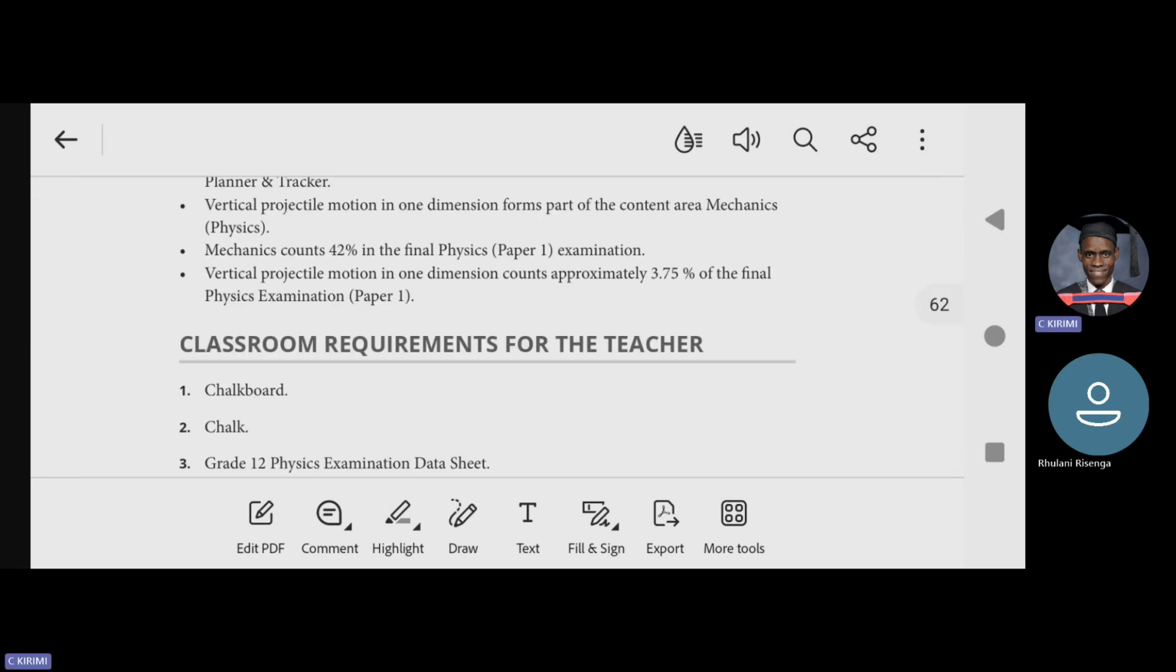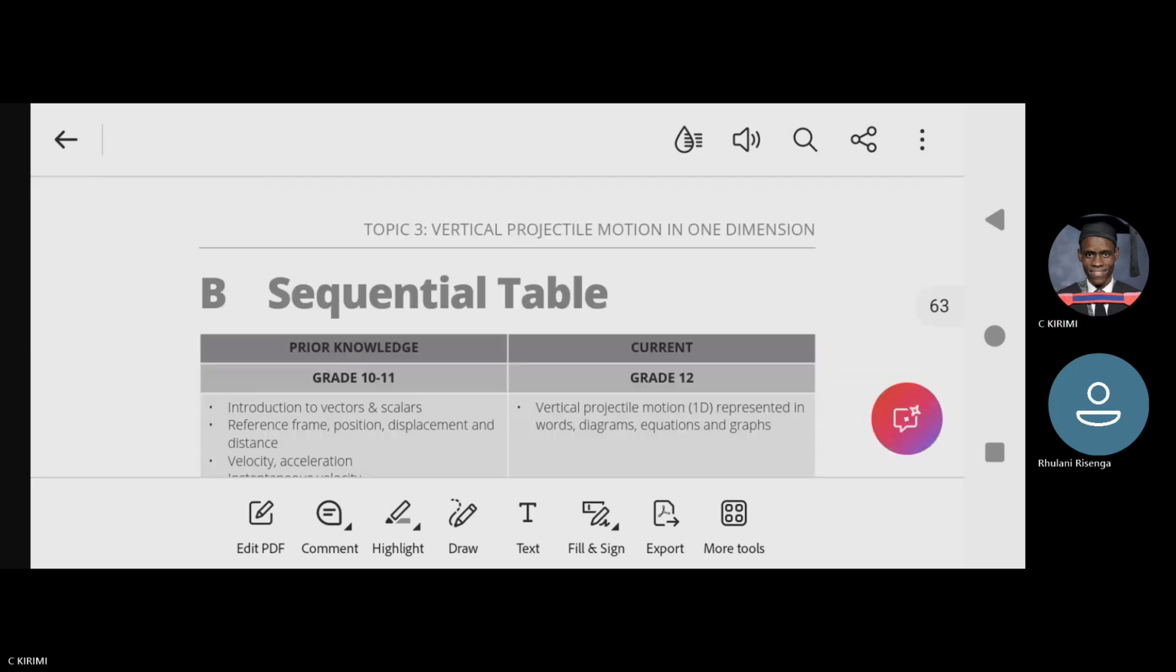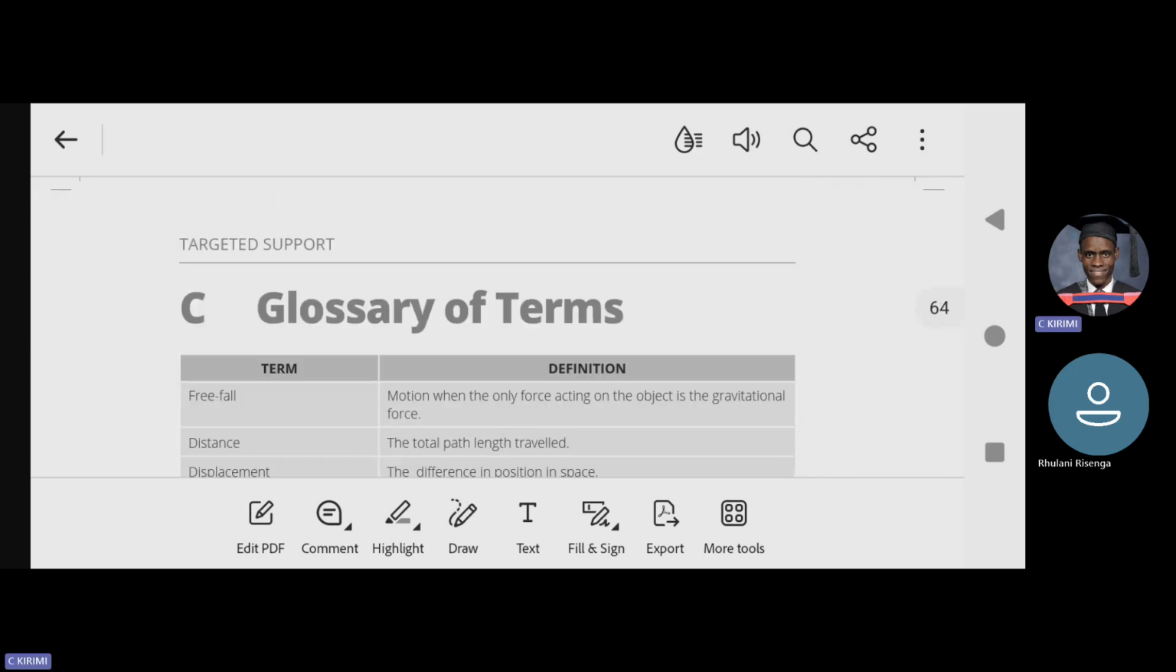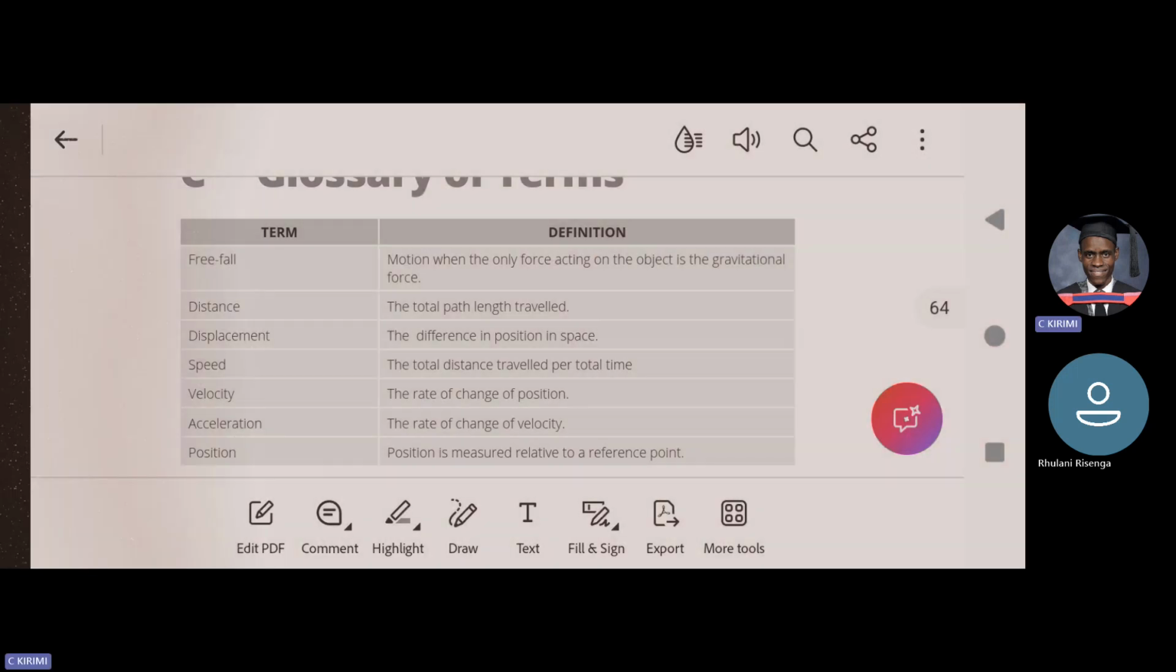Okay, vertical projectile. We just pick one of the questions here. So these are the definitions that you should just know. Free fall. What do we mean by distance, displacement, speed, velocity, rate of change of position, acceleration, rate of change of velocity, position, which means the position is measured relative to the reference point, which is a key thing when you're dealing with projectile. This reference point is very important.